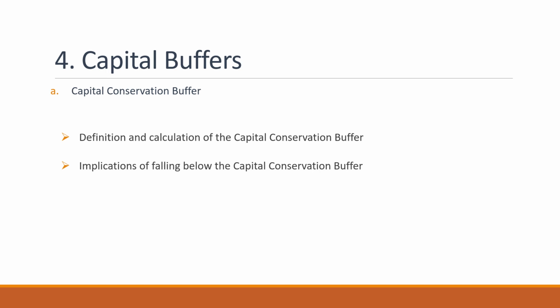Implications of falling below the capital conservation buffer. If a bank falls below the capital conservation buffer requirement, it may face restrictions on discretionary distributions, such as dividends and share buybacks, until the buffer is restored.